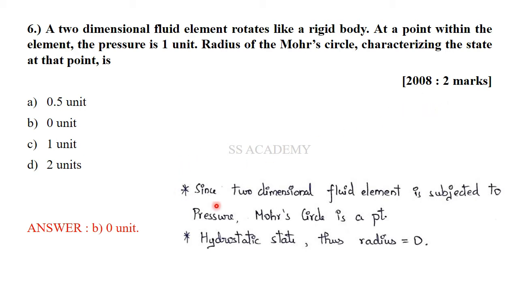We should know that if it is a two-dimensional fluid element and if it is subjected to pressure, then the Mohr circle is always a point. Here it is given as a two-dimensional fluid element rotating like a rigid body. This point confirms that the fluid element is not being deformed due to that pressure. So it is a rigid body and pressure is being exerted. So it comes out to be a hydrostatic state of stress. Always in case of hydrostatic state of stress, that is, always in case of a pressure acting, the radius of the Mohr circle is always 0. That is, the Mohr circle is a point. So B comes out to be the answer for this particular question, as 0 unit.